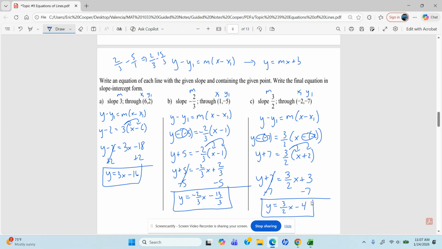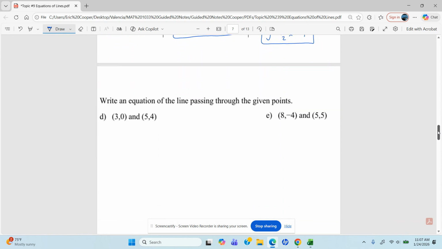And again, when it's solved for y, it's written in slope-intercept form. The equation that works is y equals 3 over 2 x minus 4. So again, we're going to use this point-slope form idea to solve it. We're plugging in for m, x1, and y1, and then we're solving it through to be able to find the equation.